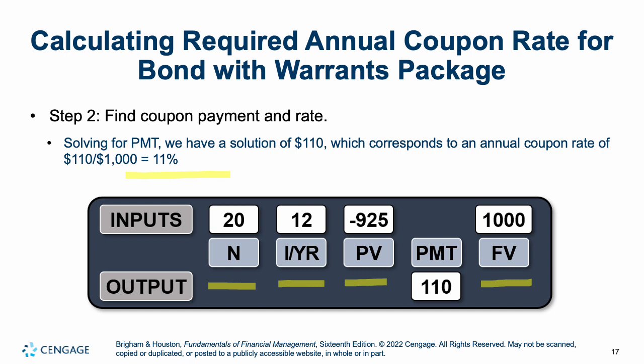Similar to what we did in past chapters, use the payment function in Excel, equals PMT. And by doing that, it's going to give us our correct value: 11% coupon rate, $110 coupon payment.